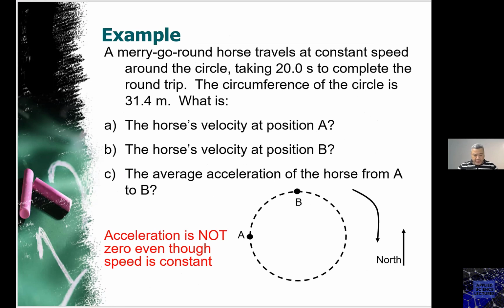Okay. Now let's move on to this example. In this example, we have a merry-go-round horse that travels at constant speed around the circle. We have this rotating clockwise with a constant speed. It takes 20 seconds to complete one full turn. One full turn, one round trip, 20 seconds. The circumference of the circle is 31.4 meters. We need to find the horse's velocity at position A, and the horse's velocity at position B.